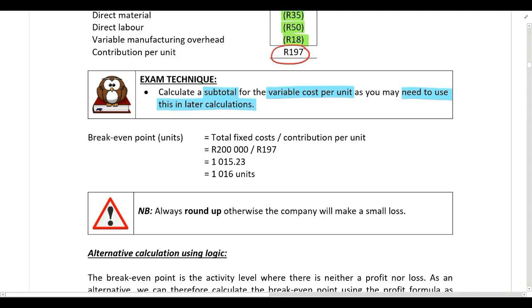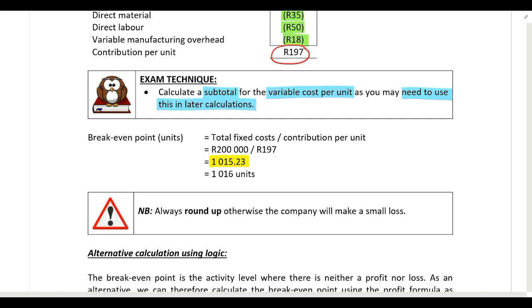We can then answer the required and calculate the break-even point in units. So just take your total fixed costs and divide by the contribution per unit. Then, please note with rounding, guys, you'll see this gives you an answer of 1,015.23 units. Now, obviously, the company can't sell part of a unit.